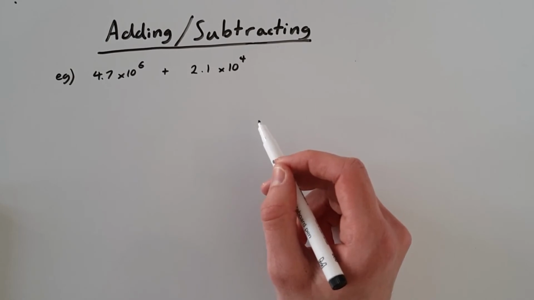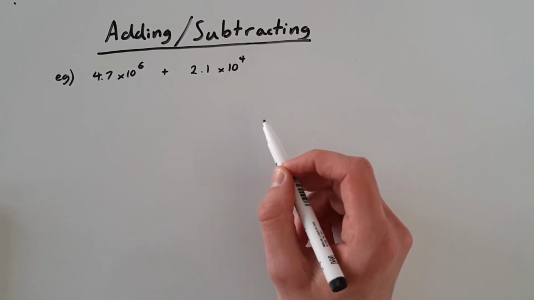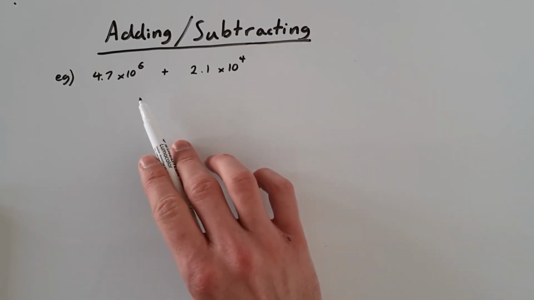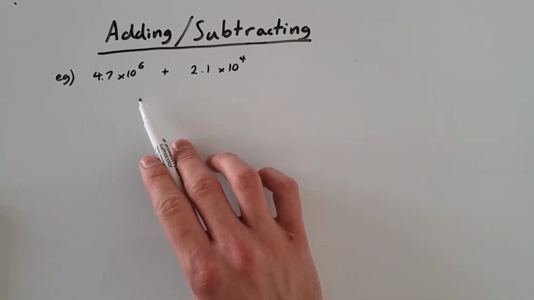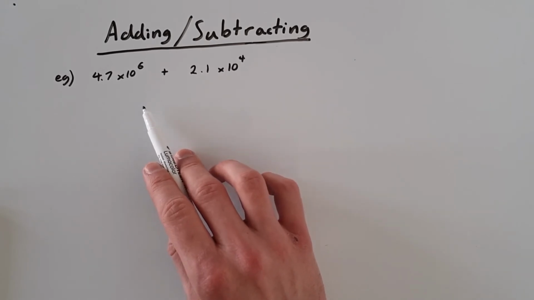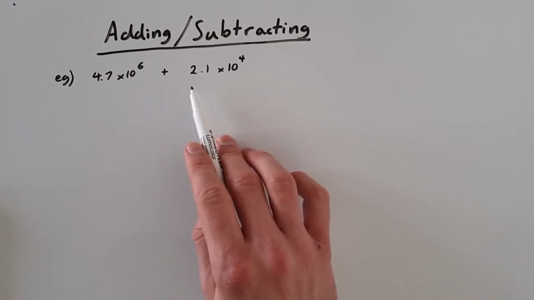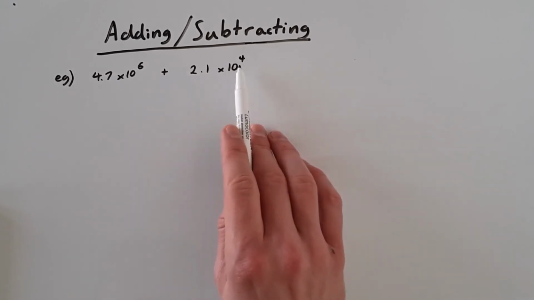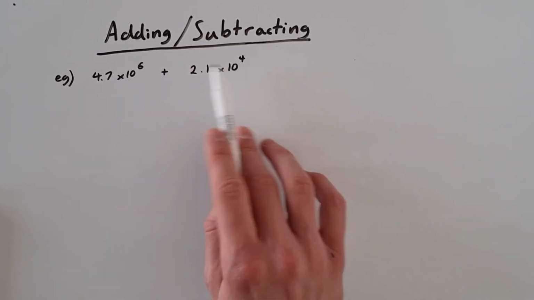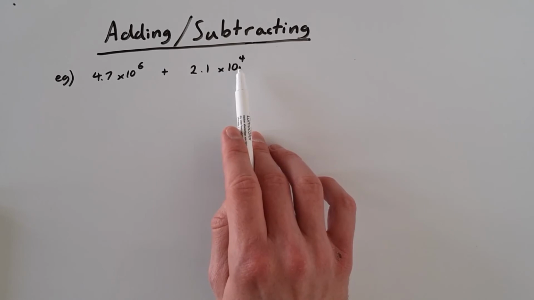Okay, so now we're going to look at how we add and subtract numbers in standard form. It's kind of similar to how we do fractions. Remember, in fractions we only add and subtract them when they have a common denominator. In standard form we only add and subtract them once the 10 is to the same power in both parts, and then that makes it really easy to add.